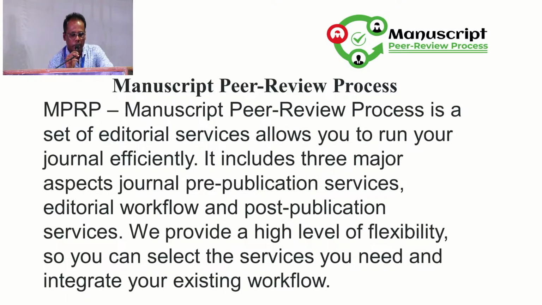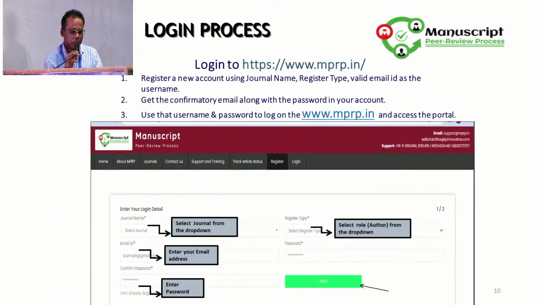I will brief you more about the MPRP, manuscript peer review process. It is a set of editorial services that allow you to run your journal efficiently. It includes three major aspects of journals: pre-publication services, editorial workflow, and post-publication services. We provide a high level of flexibility, so you can select the services you need and integrate them with your existing workflow.